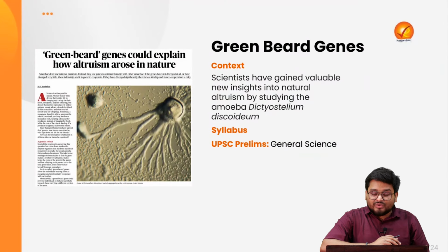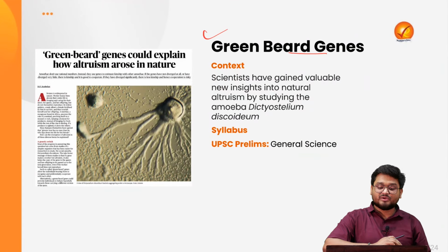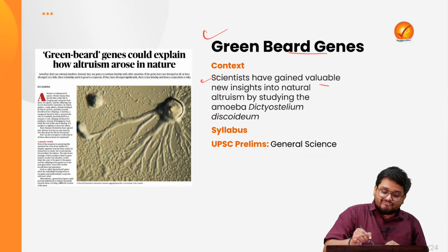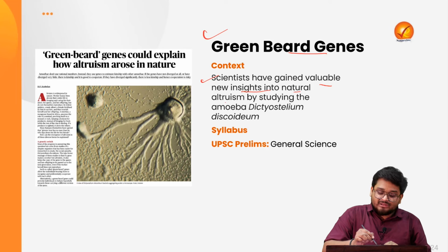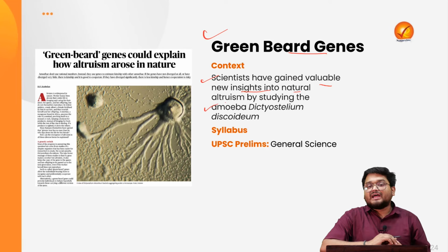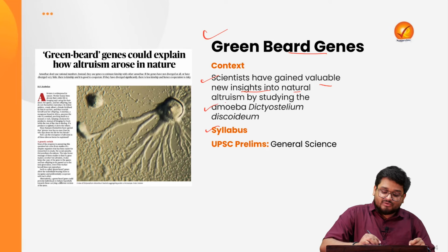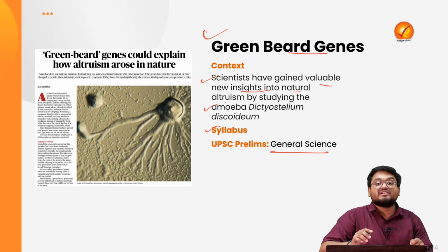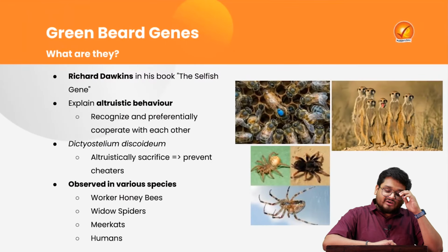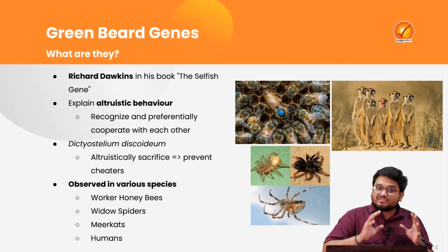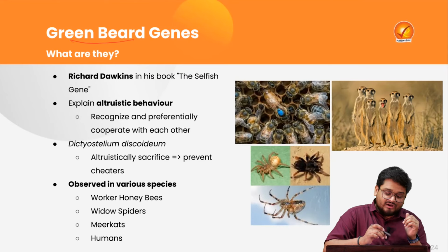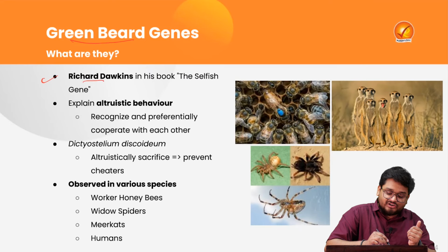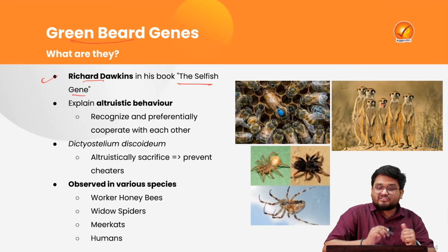In the next one, we'll be looking at green beard genes, which is a very, very interesting concept, because scientists recently have gained valuable insights into natural altruism, which is actually being studied in an amoeba. And here, this is a very important article from your syllabus perspective when it comes to general science in prelims. And here, we have to understand that green beard is a term which for the very first time was mentioned by Richard Dawkins in his book, The Selfish Gene.